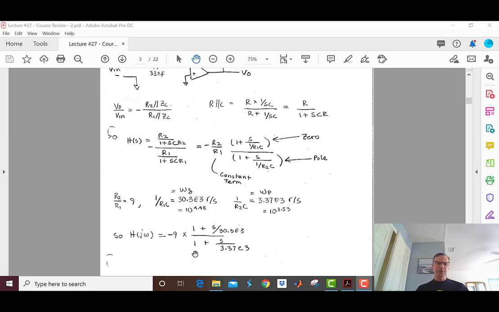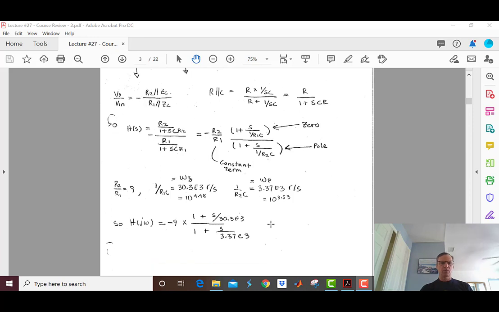So H of j omega, here's our formula, or our transfer function. We've got our zero, we've got our pole, we've got the log of both of those, so we know where to put them. We have our constant term. I think we're ready to go.